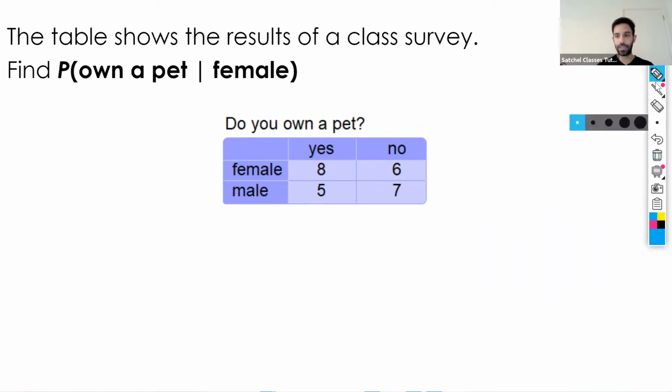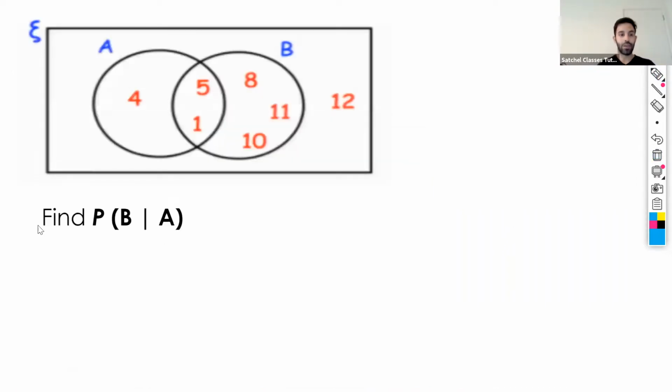All right, let's do some more examples then. So here it says, find the probability of B given A. Well, given A will restrict our sample space to set A. Now in set A, there are 3 numbers, 2 of which are also in set B, so in the intersection. Therefore, the probability of B given A is going to be 2 out of a total of 3 numbers.